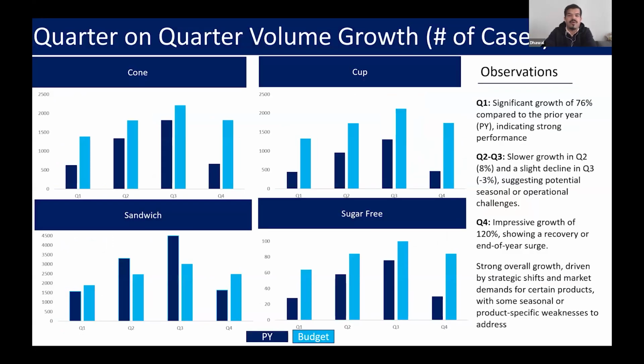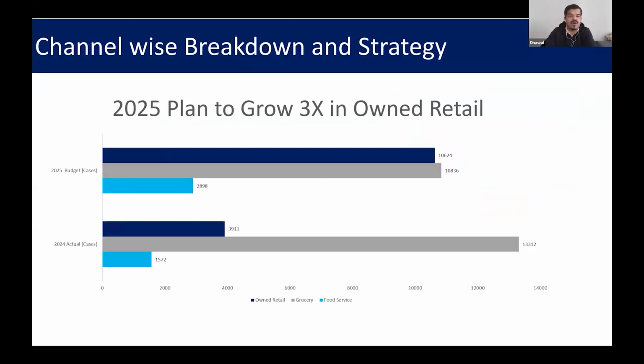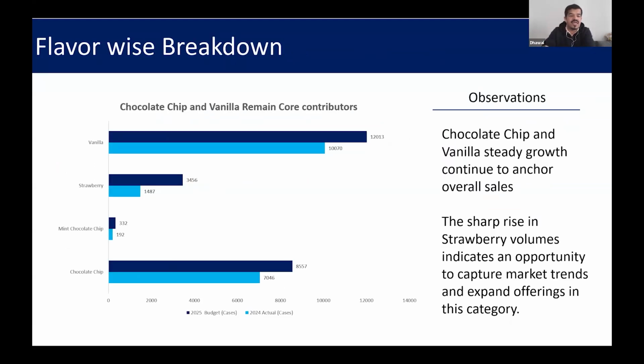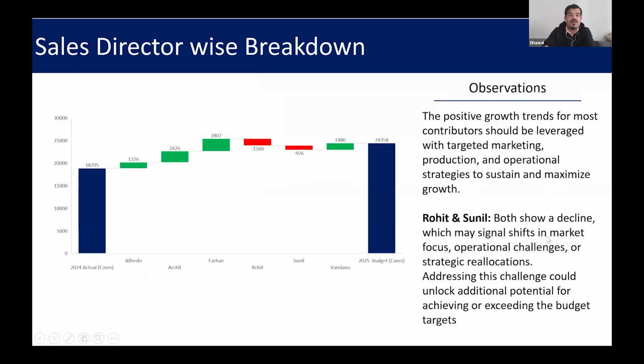Okay, quarter on quarter breakup of your ice cream cone sales. Then again, sales category wise breakdown. How much is, what are some of the cases? These are again cases and cartons or metric tons, whatever your company is using, right? What flavors are doing well, what flavors are doing bad, right? Again, store wise breakdown, which store is doing well, which store is doing bad, which are my top 10 stores that are doing well, all of those things.